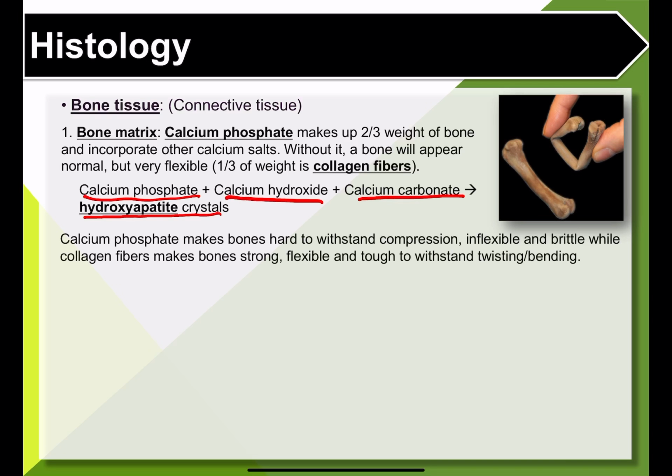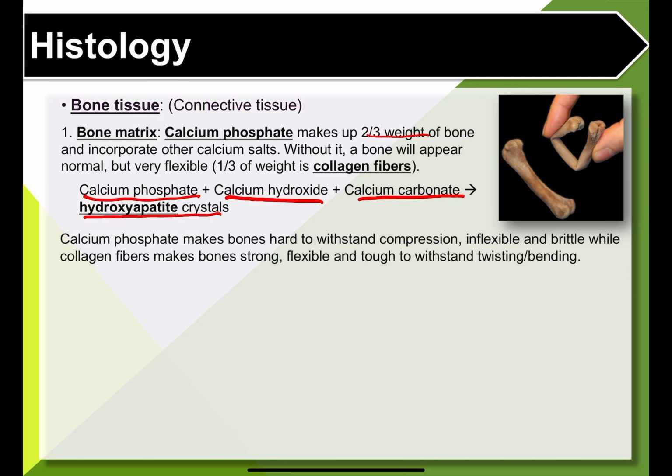Okay, so it has something to do with the hardness of bones, which has to do with calcium. So calcium, or the inorganic portion, the hydroxyapatite crystal, makes up about 2/3 of the bone's weight.